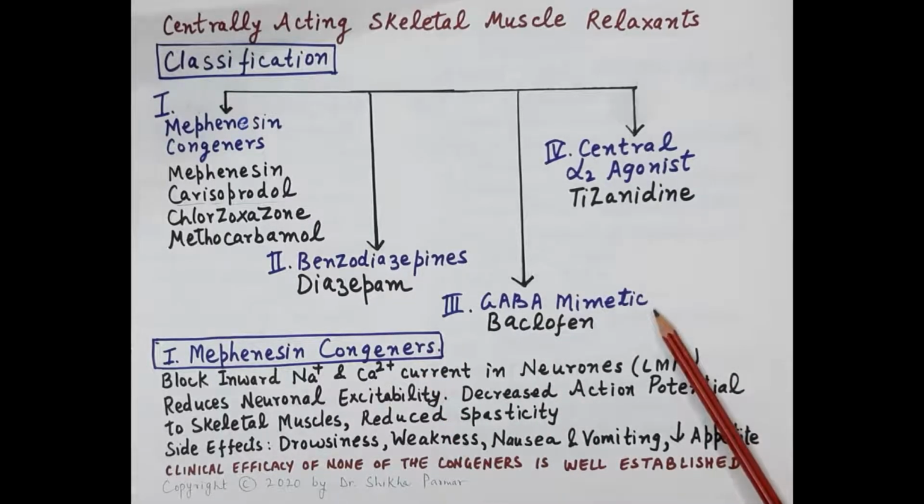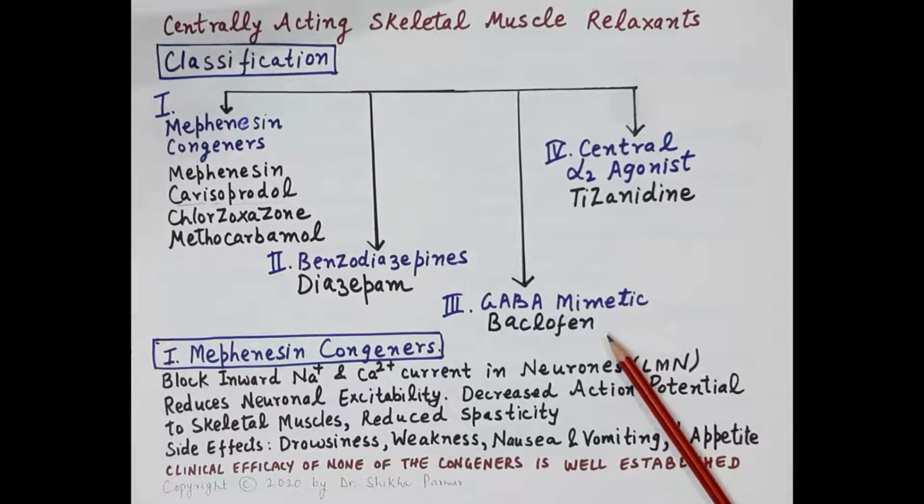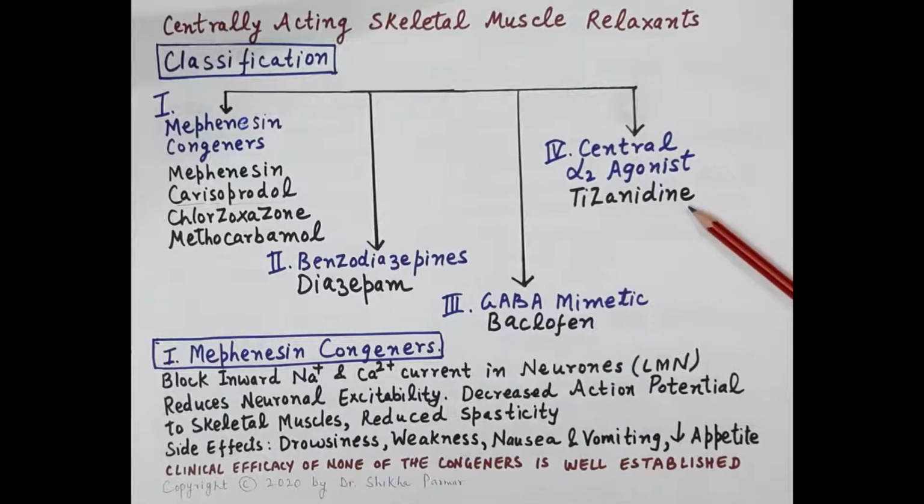Third category of drugs are the GABA mimetics, for example baclofen, which is a GABA B agonist. By binding to GABA B receptor, it causes inhibition of lower motor neuron, which is responsible for the relaxation of the skeletal muscles. Another category of drug, as we have already discussed, is the central alpha-2 agonist, that is tizanidine, and these drugs bind to the presynaptic membrane of upper motor neuron, and they cause reduced release of norepinephrine, which causes reduced excitation of lower motor neuron, and which in turn results in the relaxation of the skeletal muscles.